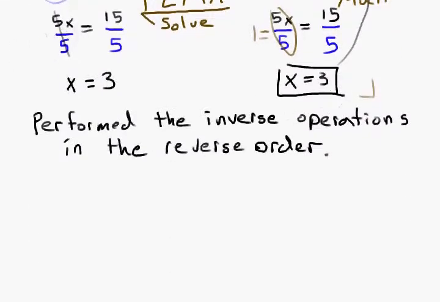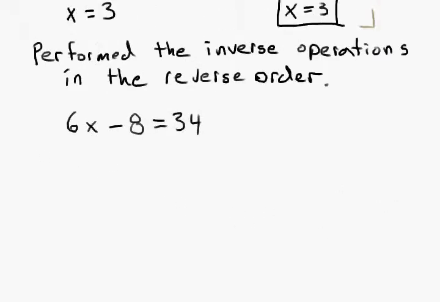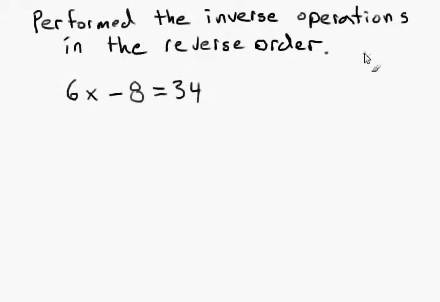Here's another example. We'll take a look at the equation 6x minus 8 is equal to 34. Now remember, inverse operations in the reverse order. So instead of going multiplication then addition, we're going to get rid of this addition first. And instead of subtracting 8, we're going to do the opposite. We're going to add 8. And again, we need to do that to both sides.